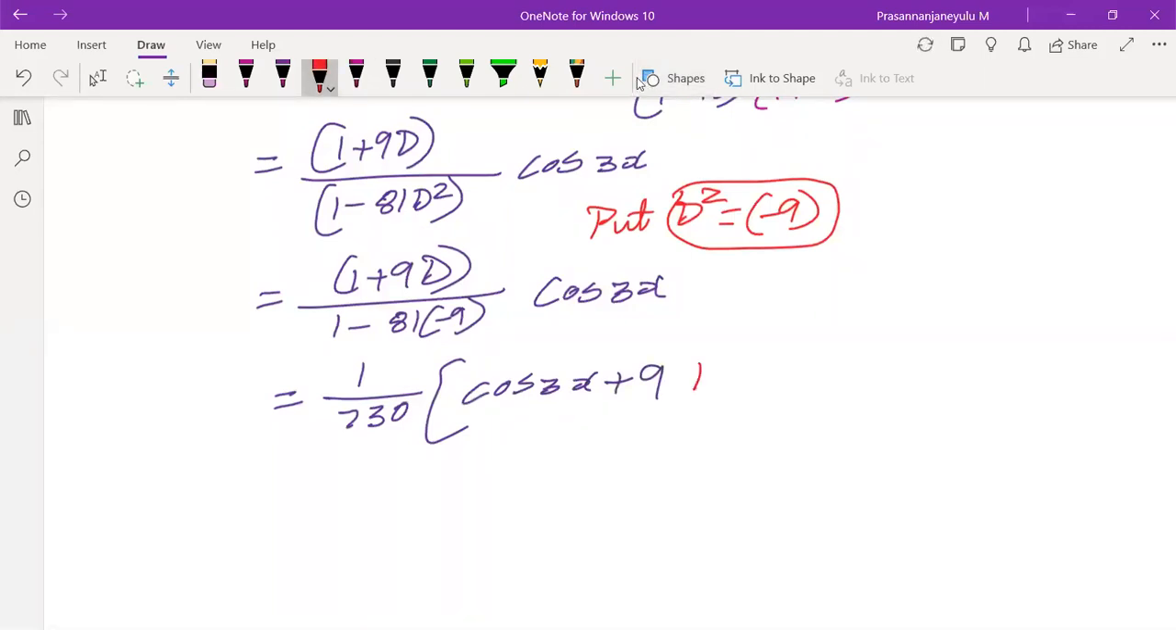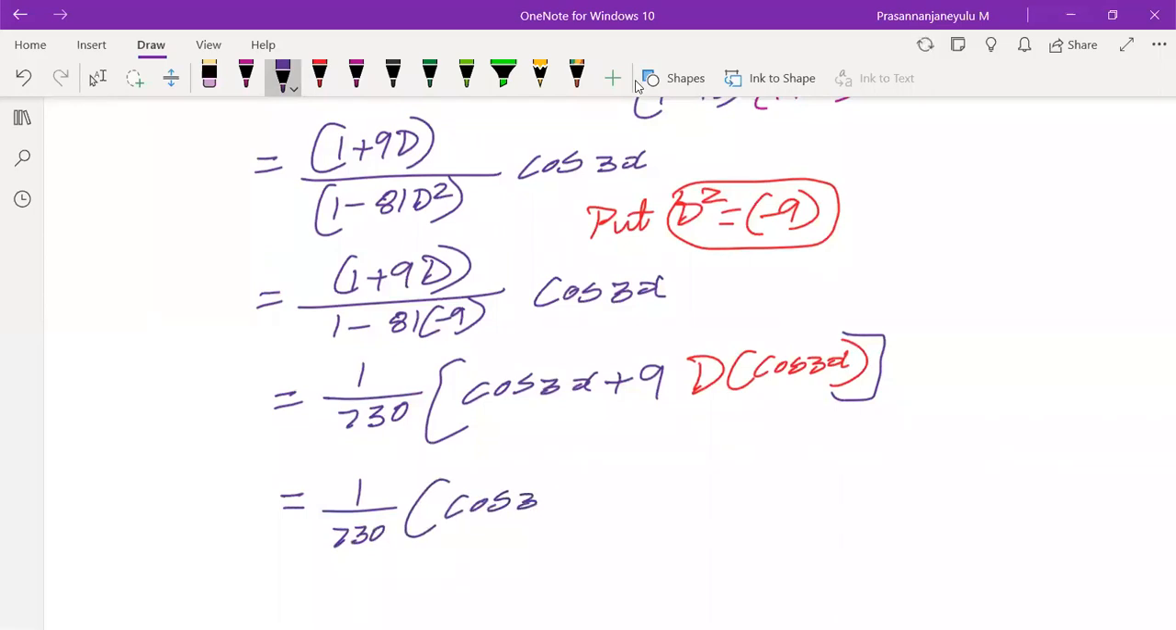Here d is nothing but differentiation, d of cos 3x. So if we do this step, the final step is 1 by 730 into cos of 3x plus 9 into, what is the differentiation of cos ax? Minus a sin ax. What is the value of a? 3. So minus 3 into 9 is minus 27 sin 3x. This is our YP2.